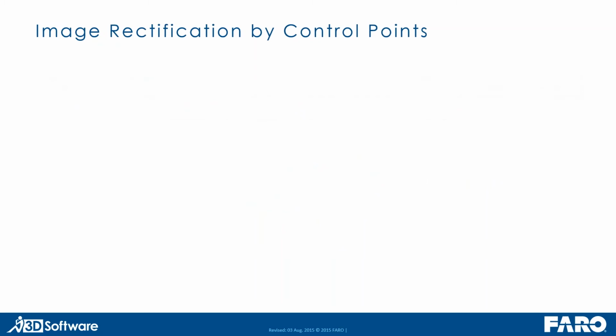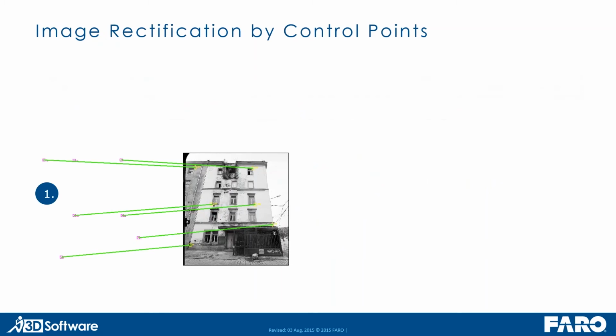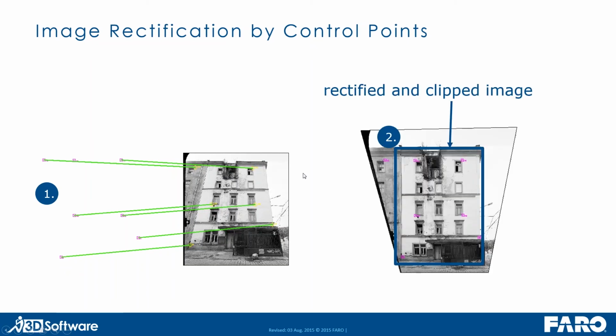The image rectification by control points works in a way that you have to measure control points by a total station, then you read them into AutoCAD Photoplan, and then you assign those control points with the according points in the photograph, and our algorithm will calculate a rectified image out of those control points.